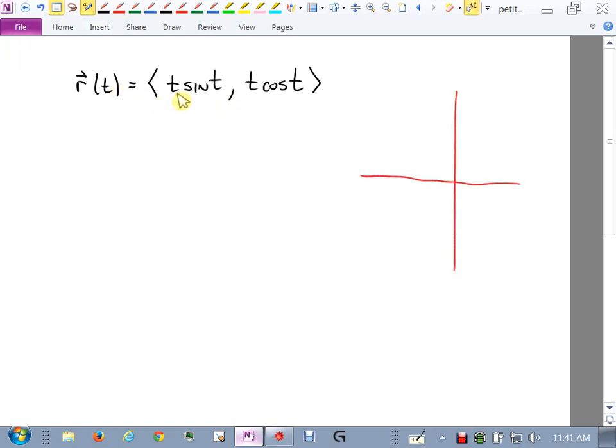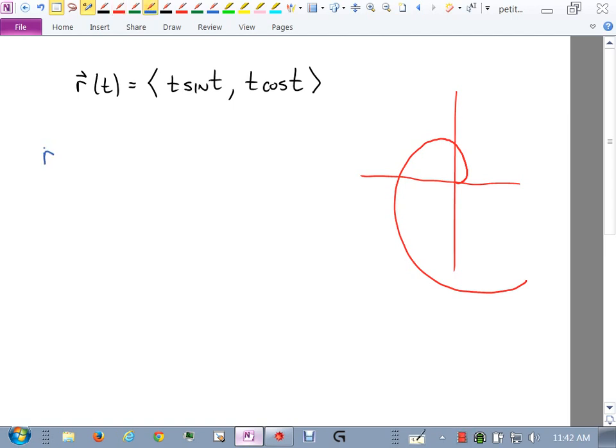Remember, if this was like 4 sine t, 4 cosine t, it would draw a circle of radius 4, wouldn't it? But what's happening is that the radius, the t, is actually varying with time. So when you start at t equals 0, what's your radius? 0. And then as t gets bigger, what happens to the radius? It starts getting bigger. So it starts trying to draw the circle with the radius getting bigger and bigger. So it should look something like this, right? It's trying to draw a circle, but as time goes on, it gets further and further away from the origin. So it looks kind of like a spiral, right?